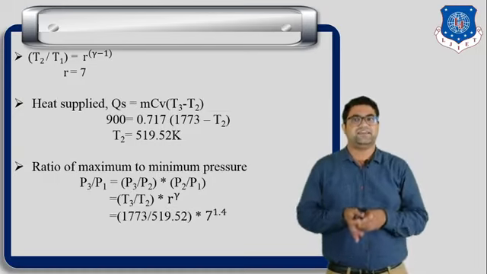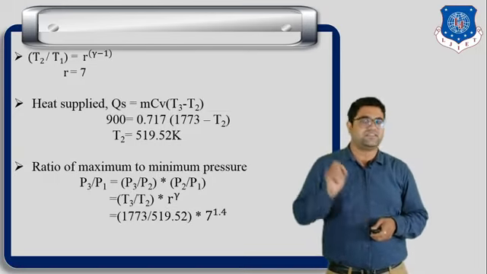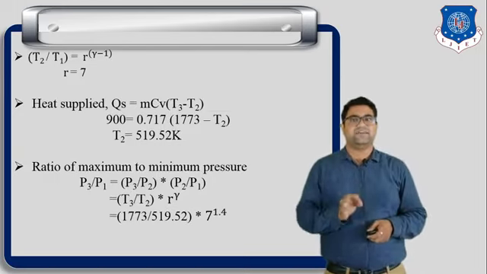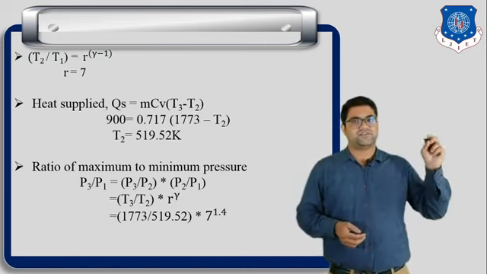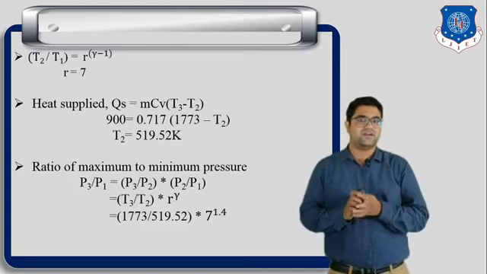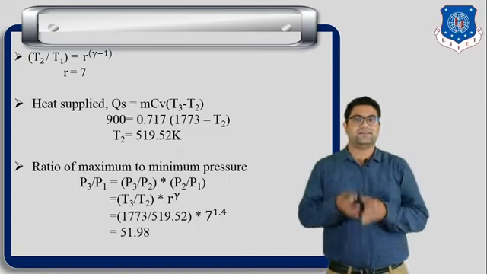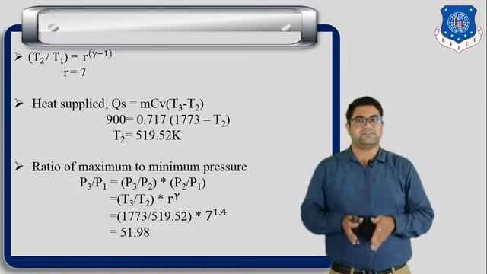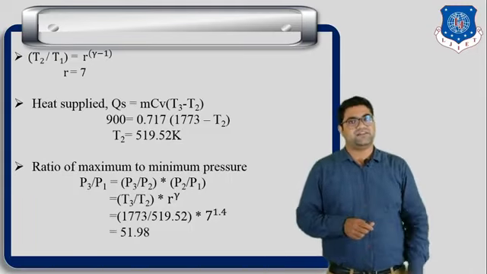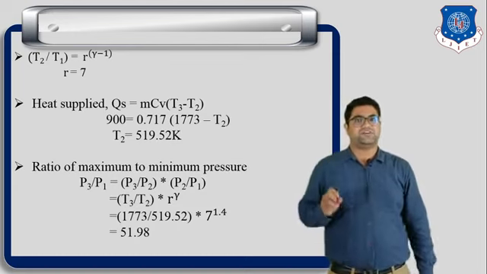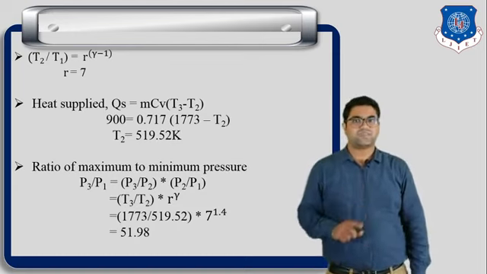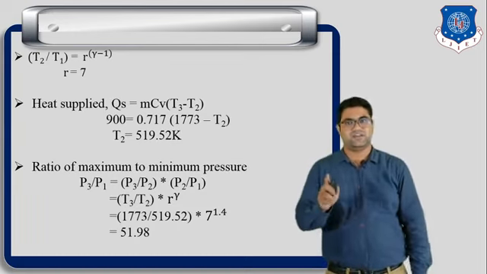So we can finally write T3, 1773, upon 519.52, into small r, which is 7, raised to 1.4, that is the value of gamma. So finally we get P3 by P1 as 51.98. So this is the value of the maximum to minimum pressure ratio, 51.98. So this is our final answer.